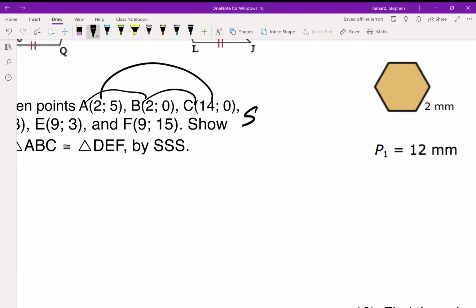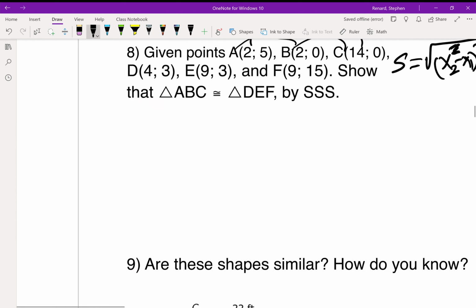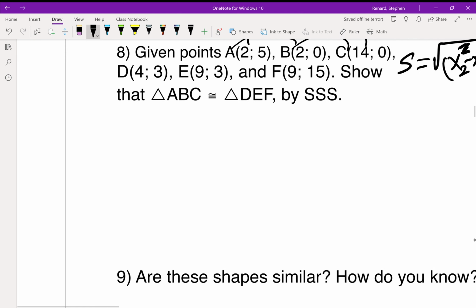Distance is the square root of x2 minus x1 squared plus y2 minus y1 squared. This is a form of the Pythagorean theorem. So I have A here, B here, and C here. So this is going to be 2, 5.